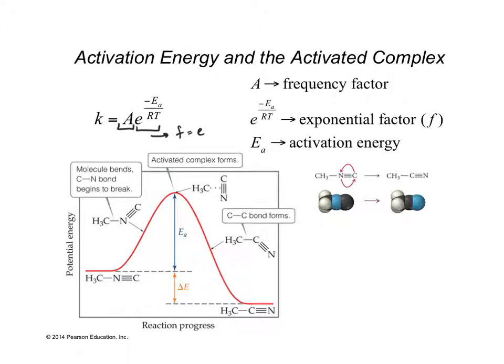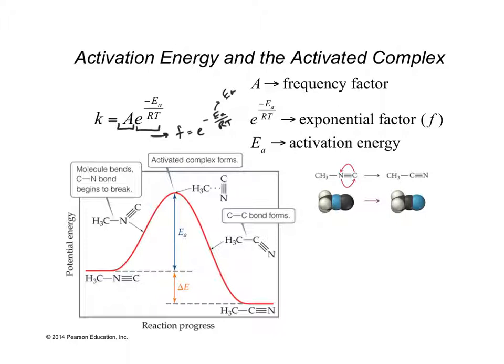e to the minus Ea over RT. We will denote this as f, which is called the exponential factor. I've already alluded to this fact: this guy is called the activation energy of the reaction. All right, so let's model at least a little bit of portions of this exponential factor.